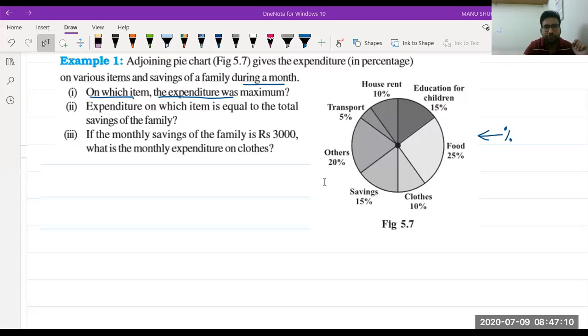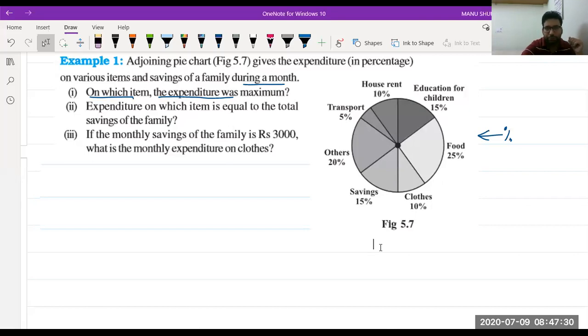Third is: if monthly saving of the family is rupees 3000, what is the monthly expenditure on clothes? Now this is a good question. Joel is saying the voice is glitching. I think, madam, my voice is okay. Okay, let me start this question. Yes, this is saying it is okay.